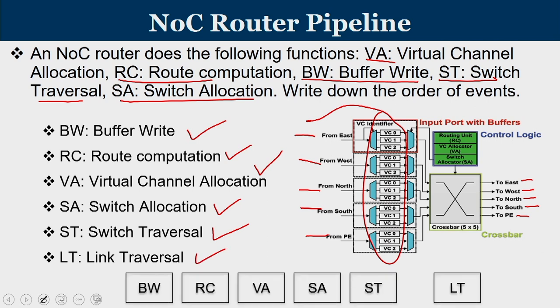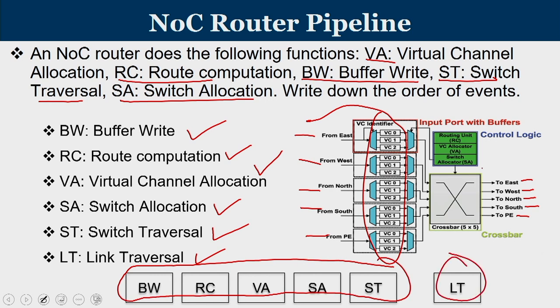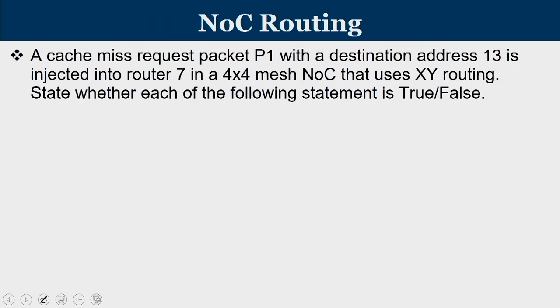So, the order in which it is done is buffer write, route computation, virtual channel allocation, switch allocation and switch traversal. This many things are happening inside the router, and then there is link traversal. The moment it comes out of the router, you are already in the link. So, link traversal is the final stage. We move on to the next question.